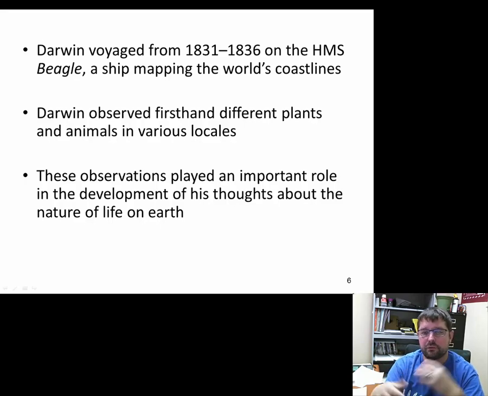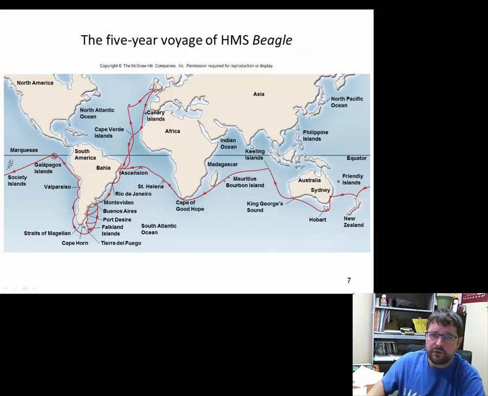Okay, and so Darwin, through these observations, he really could tell a lot about where the organism was from and probably what the organism was feeding on, especially with the Galapagos finches. So here you can see that 5-year voyage on the HMS Beagle, okay? So going around. So the interesting piece is, FitzRoy said that it would take them 2 years to do the whole thing, okay?